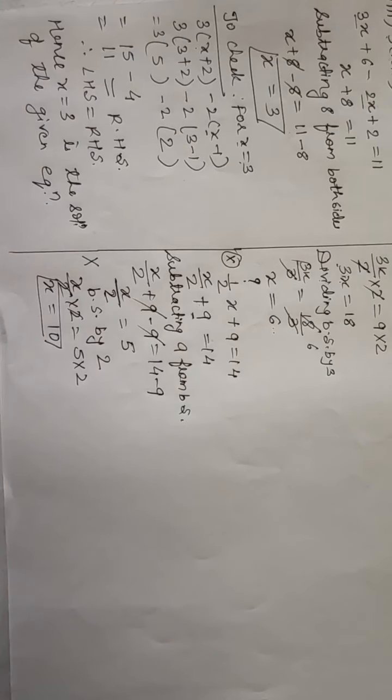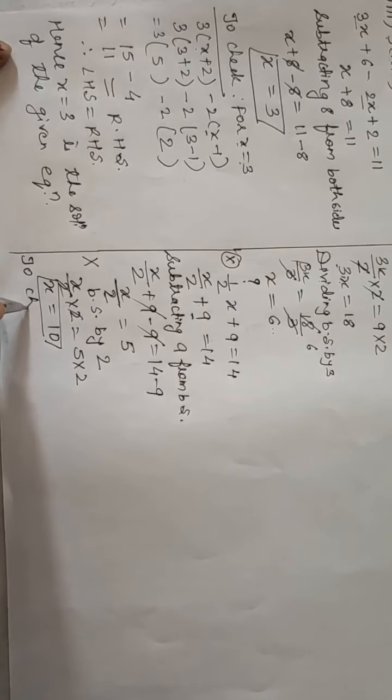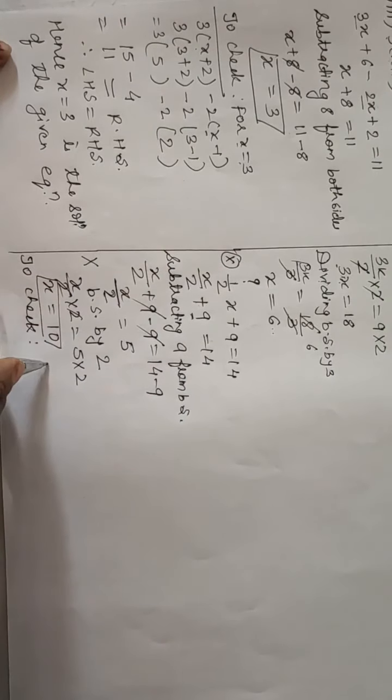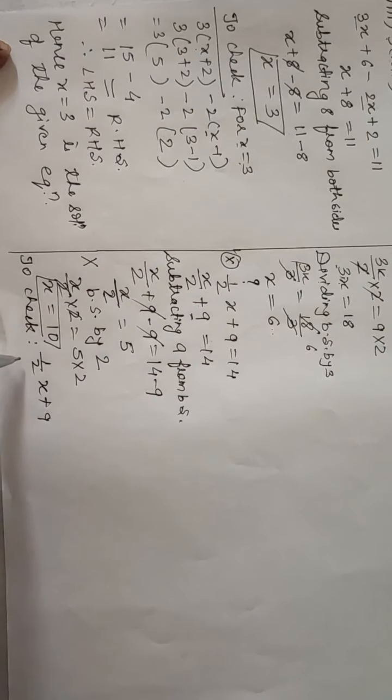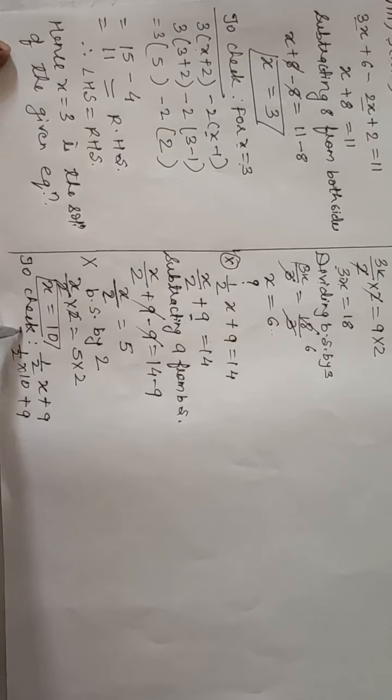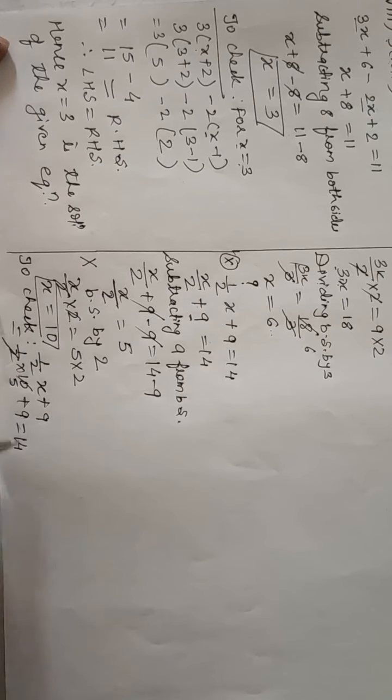So let's see the checking part of this question. We will write to check. LHS is what? 1 by 2 x plus 9. So 1 by 2 into x, x is 10, plus 9. So this will get cancelled. Here 5, and you know 5 plus 9 is equal to 14, and 14 is equal to RHS. You see your right hand side is 14.